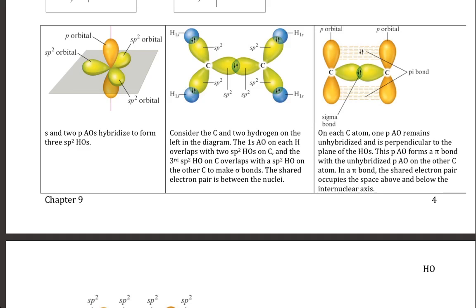That bond is called a pi bond, and it is made by the side-by-side or the parallel overlap of the atomic orbitals. So it is parallel or side-by-side. That's a pi bond. Electrons are above and below the nuclei, whereas a sigma bond is a head-on overlap of the orbitals, and the electrons are right between the nuclei.